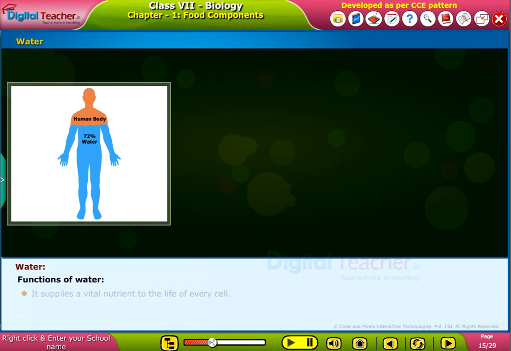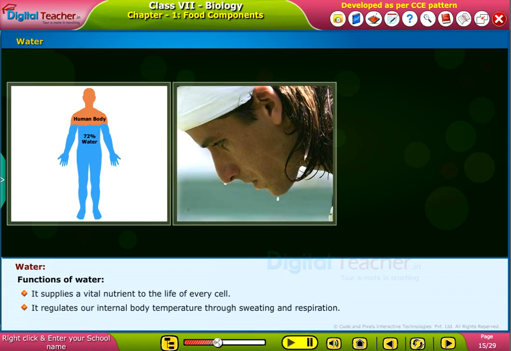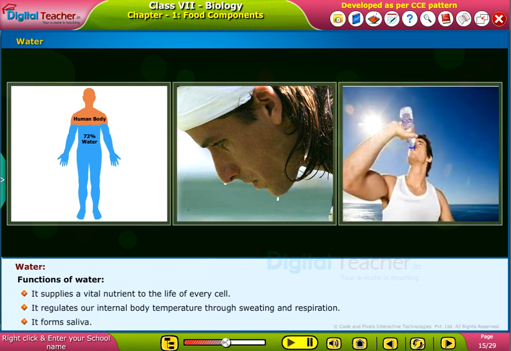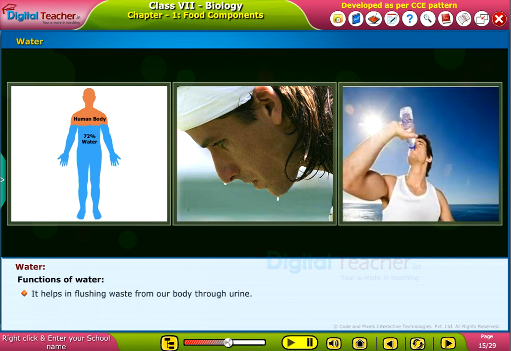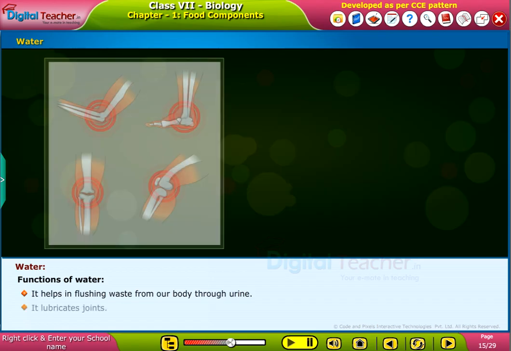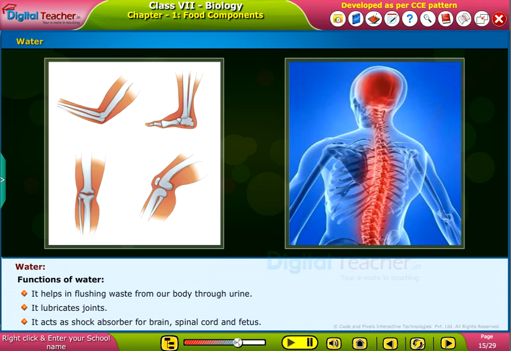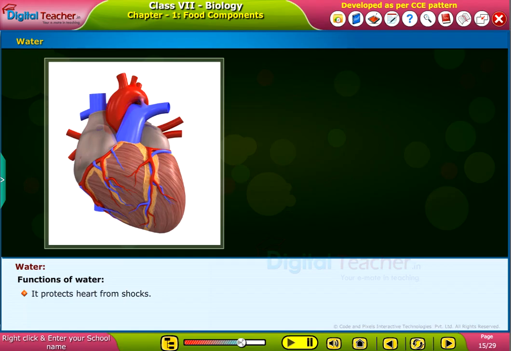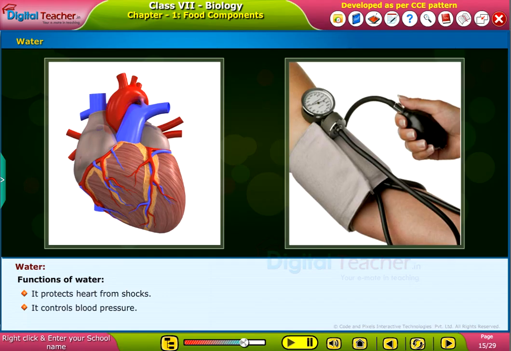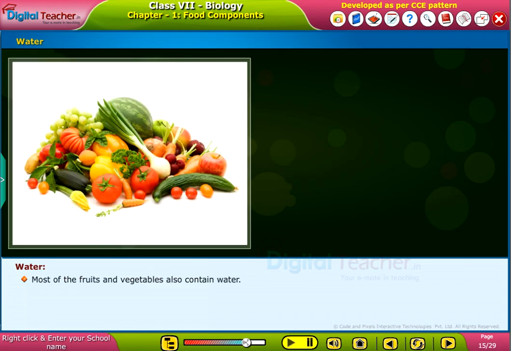Functions of water. It supplies a vital nutrient to the life of every cell. It regulates our internal body temperature through sweating and respiration. It forms saliva. It helps in flushing waste from our body through urine. It lubricates joints. It acts as shock absorber for brain, spinal cord and fetus. It protects heart from shocks. It controls blood pressure.